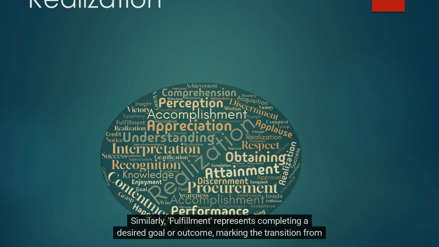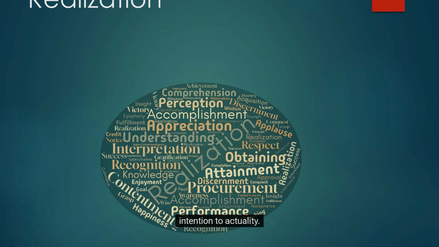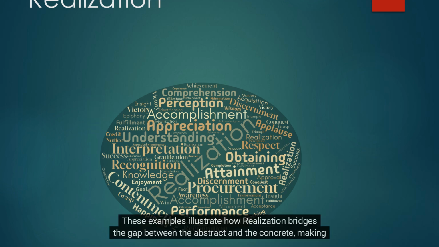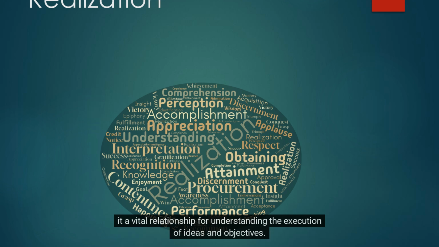Similarly, fulfillment represents completing a desired goal or outcome, marking the transition from intention to actuality. Another example, accomplishment, reflects the successful realization of a task or goal, emphasizing the concrete results of this relationship. These examples illustrate how realization bridges the gap between the abstract and the concrete, making it a vital relationship for understanding the execution of ideas and objectives.